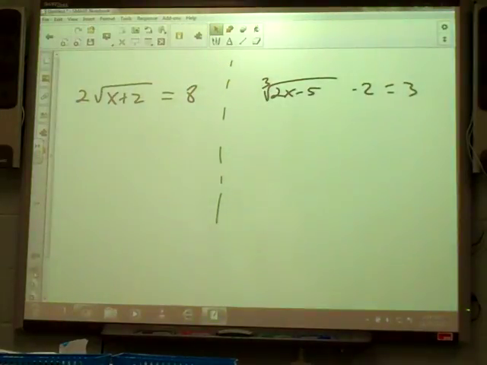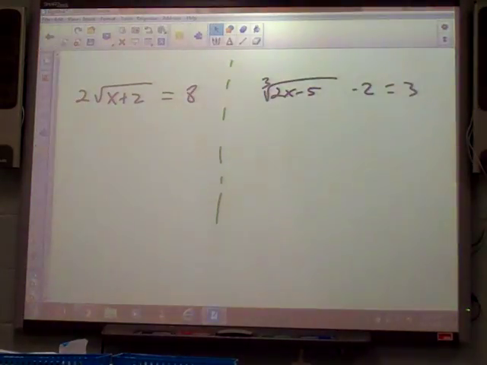Does this get any harder? It'll be a few more steps, but the basics stay the same.